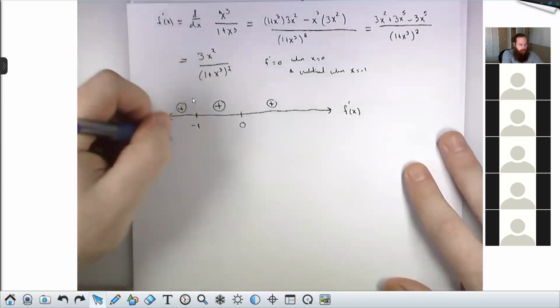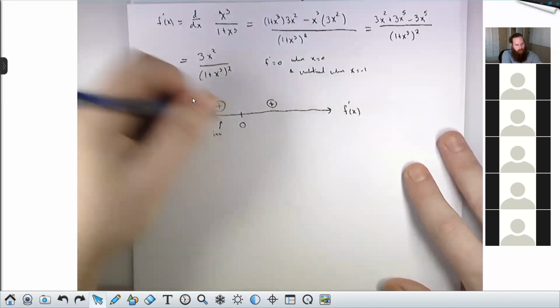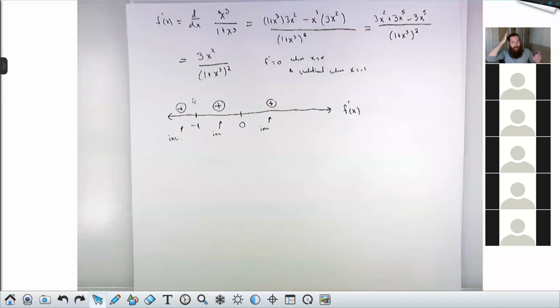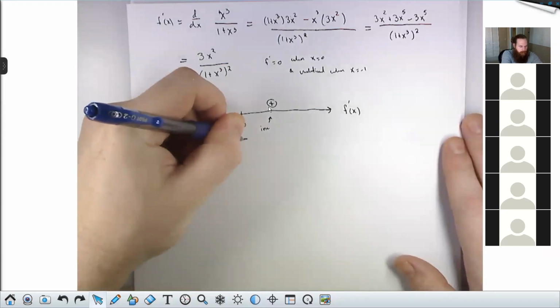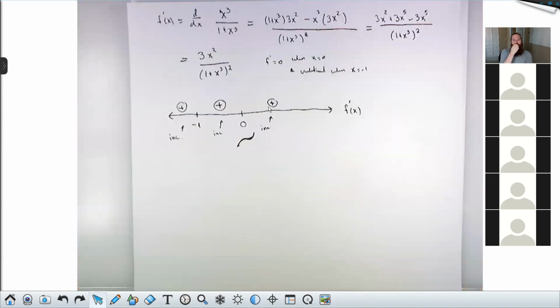So we're increasing here, we're increasing here, and we're increasing here. Now at -1 and at 0, at those points themselves, we're probably not increasing. In fact, the function we know is undefined at -1. We have a vertical asymptote there. At 0, we might have something kind of interesting going on. It's not a min or a max, but it could be something like we have this brief horizontal tangent line, and we're increasing to the left and the right of it. So something like this going on at 0.